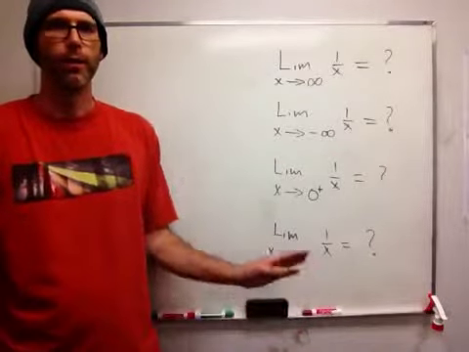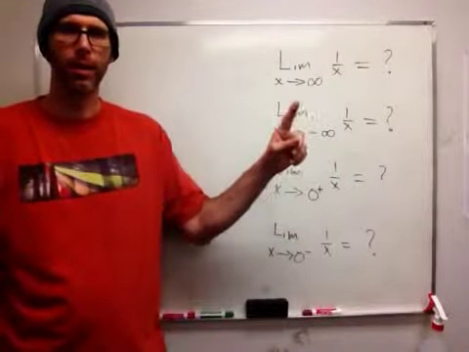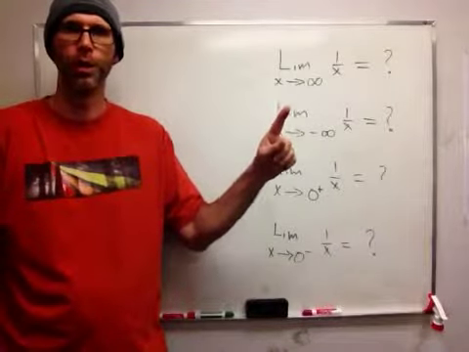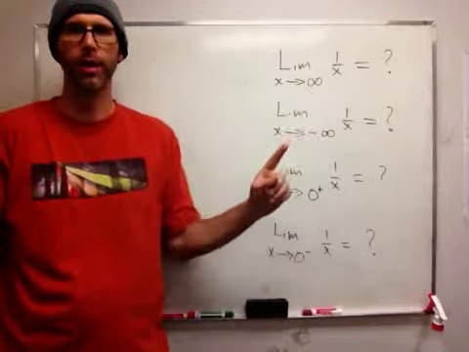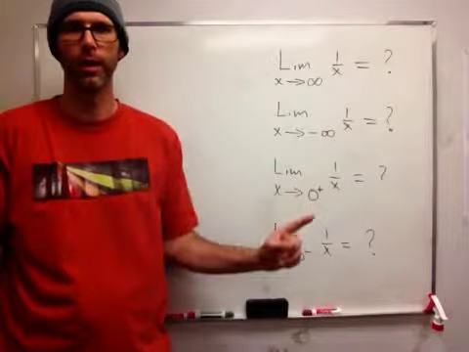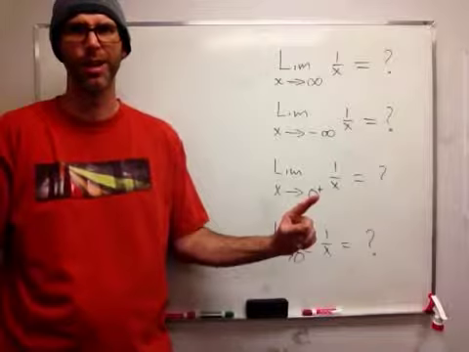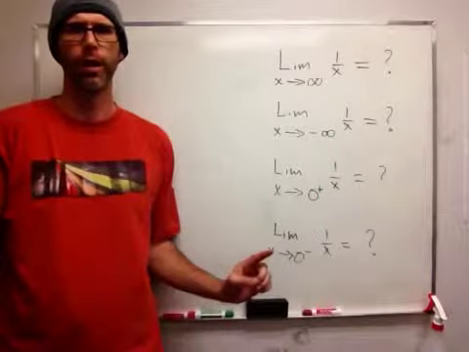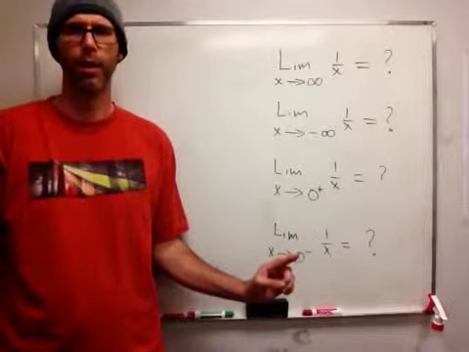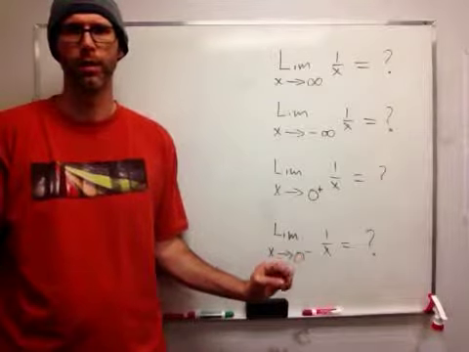Now the difference between each of these is what x is approaching. Here x is approaching infinity. Here x is approaching negative infinity. Here x is approaching 0 from above, from the positive side, the positive direction. Here x is approaching 0 from below, from the negative direction.